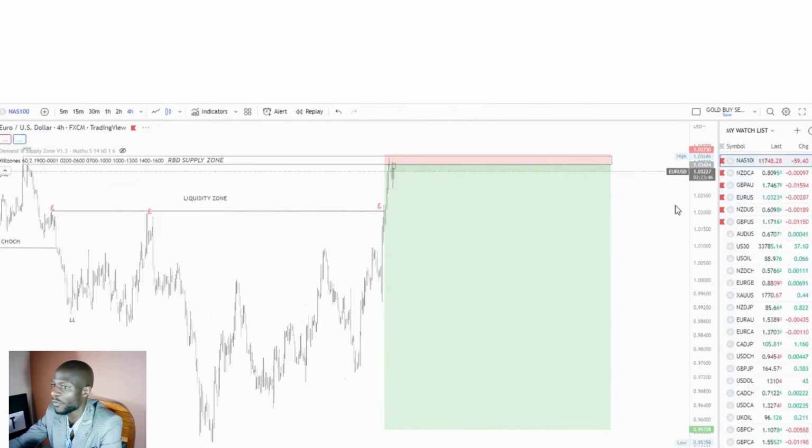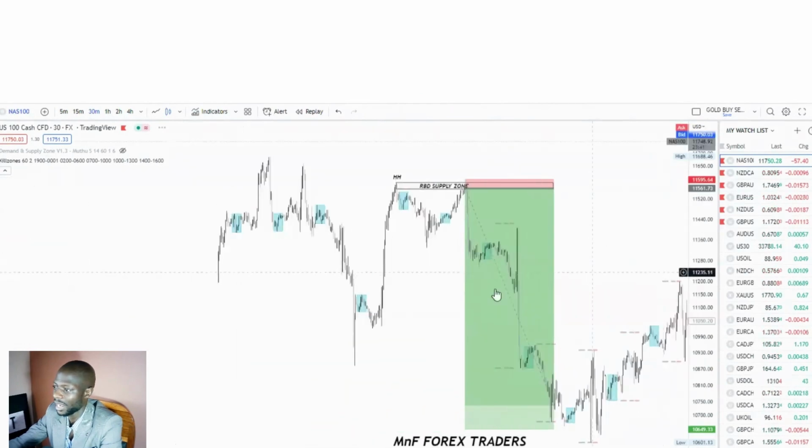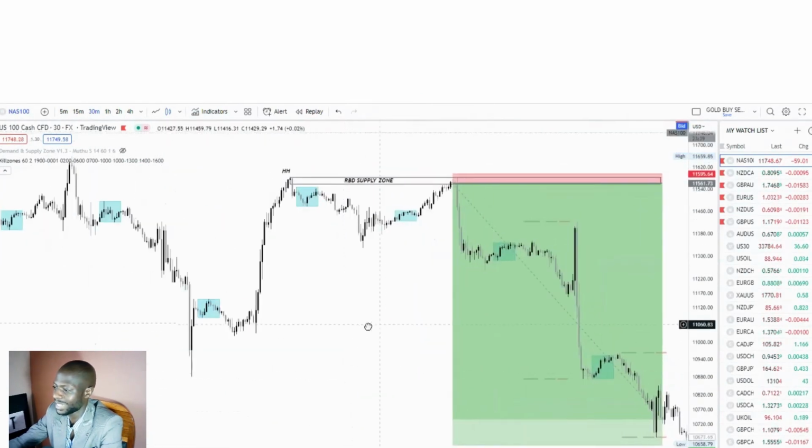I hope this is not confusing. It's as simple as this. I know a lot of people try to complicate it, but it's as simple as that.